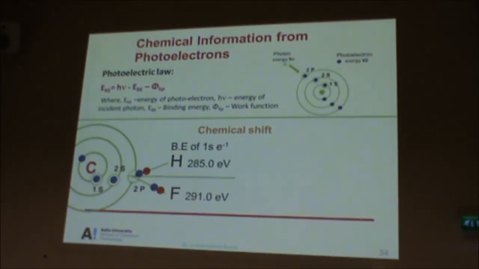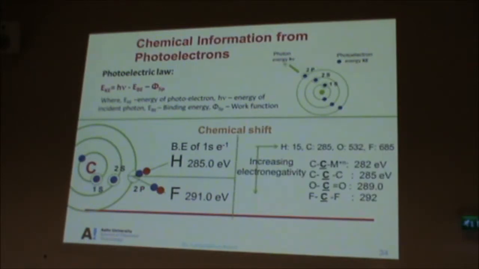So now, based on the measurement of the binding energy, which is actually done by using this equation, by measuring kinetic energy, you know the incoming photon, so you can calculate the binding energy. So if you take a sample and then send a bunch of X-rays, if you get a lot of 285 eV photoelectrons out, that means your sample has CH bonds. On the other hand, if you get a lot of 291 eV electrons out, that means you have CF bond.